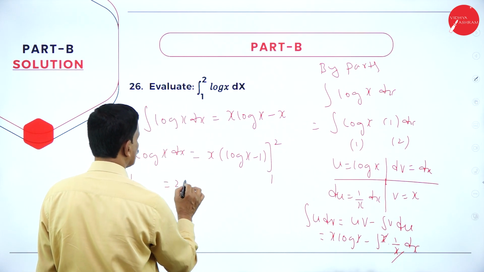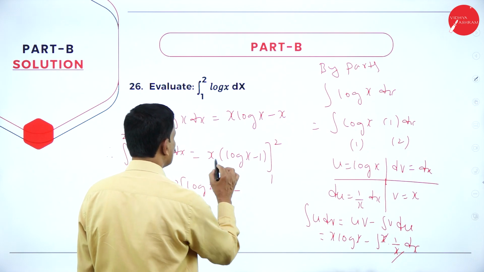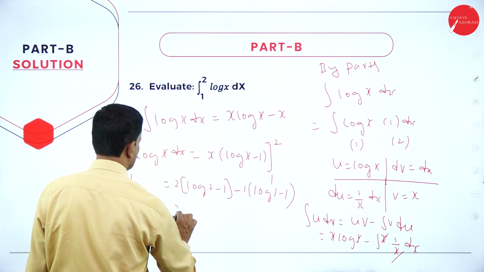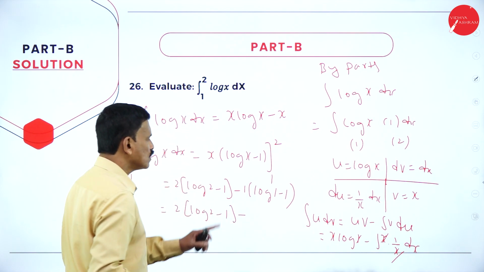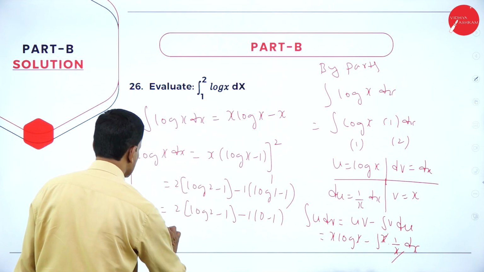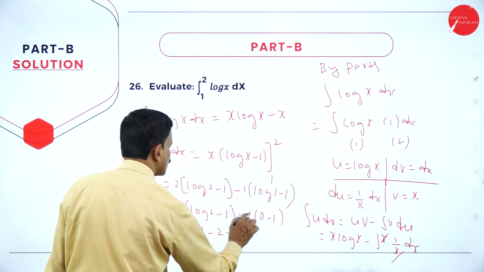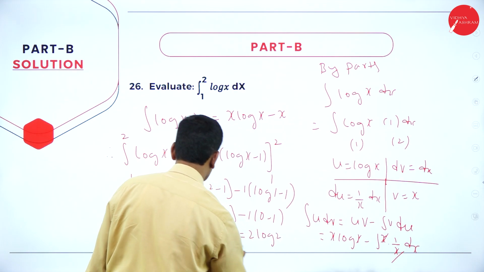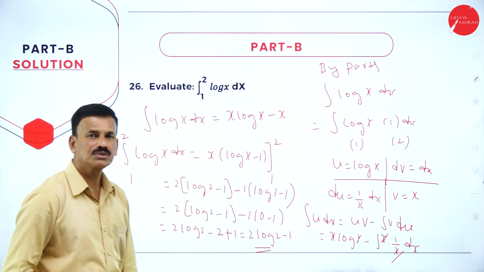Apply the limits. Upper limit is 2, into (log 2 minus 1), minus 1 into (logarithm of 1 minus 1). So 2 into logarithm of 2 as it is minus 1, minus (logarithm of 1 is 0, minus 1). So this is equal to 2 log 2 minus 2, minus into minus plus 1, that's equal to 2 log 2 minus 1.